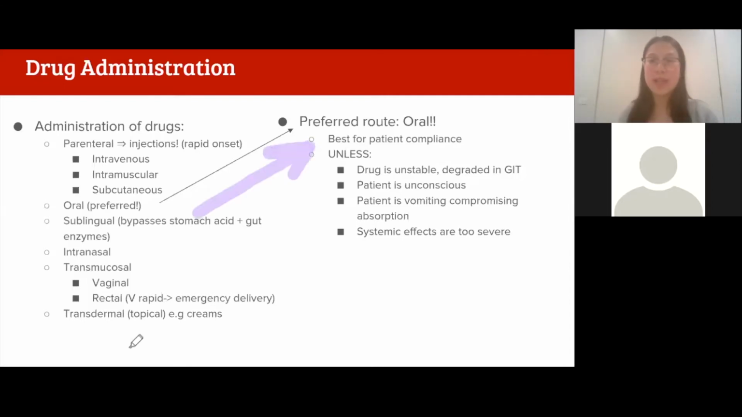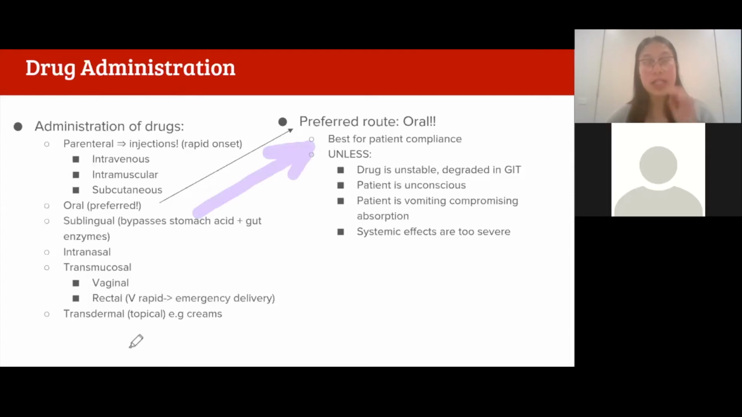And there's benefits to oral because of patient compliance. Patients are more likely going to do it if they can just take a tablet and forget about it, versus if they had to inject themselves on their belly fat or whatever, right? However, not all drugs can be administered via the oral route.